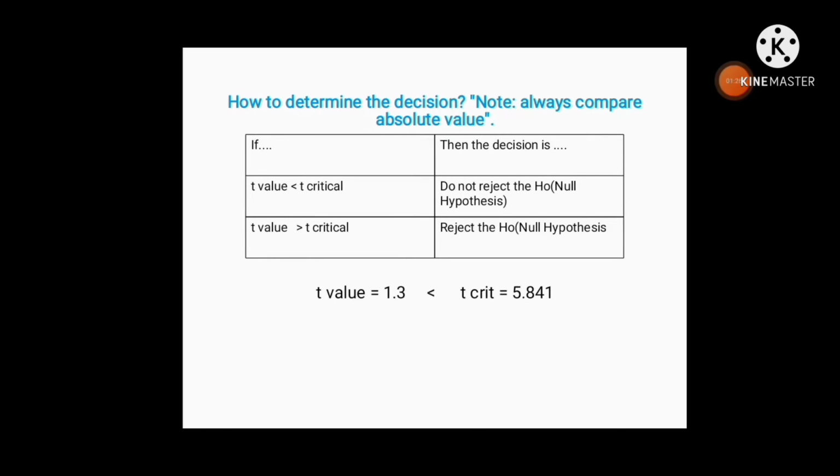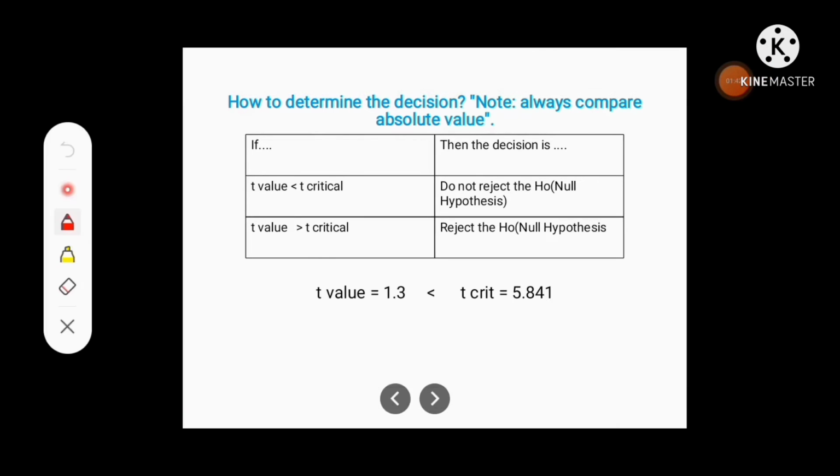Then, how to determine the decision? We compare the t-value and the critical value. And note, always compare absolute values. So our t-value is 1.3 and the critical value is 5.841, which can be found in step number 3.